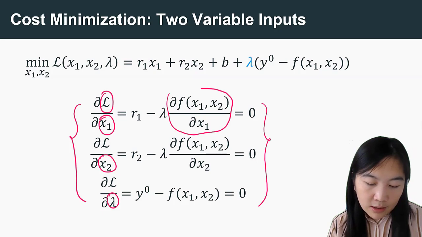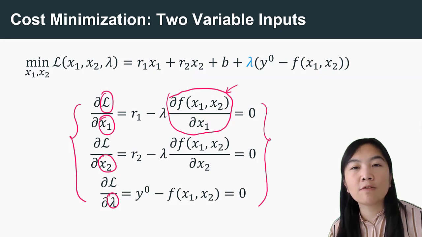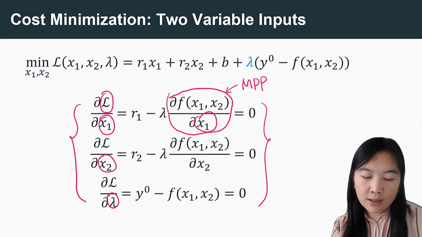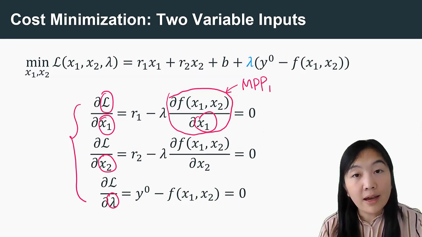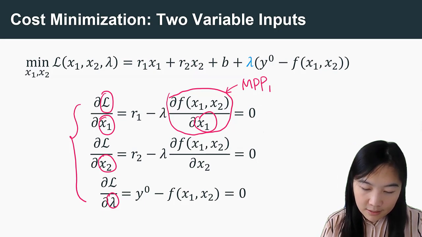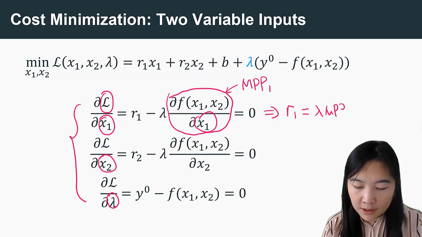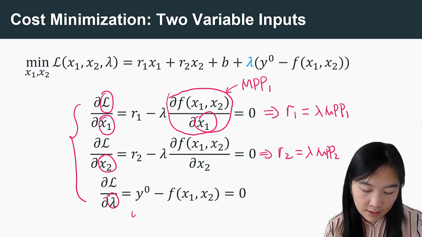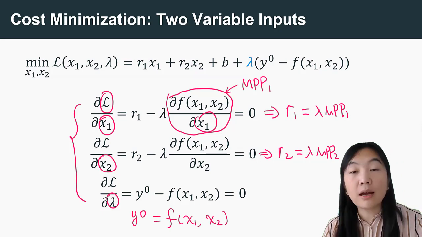And I do want you to notice here, if you take the partial derivative of your production function with respect to one input, then what you're getting here is your MPP. So we can actually write these three conditions as R1 equals lambda MPP1, and R2 equals lambda MPP2, and the last condition is Y0 equals f of X1 and X2.